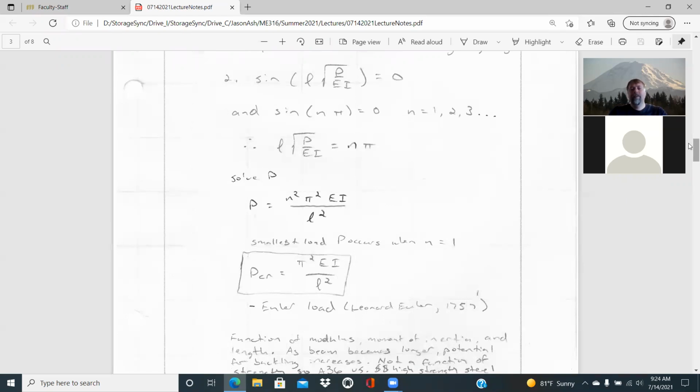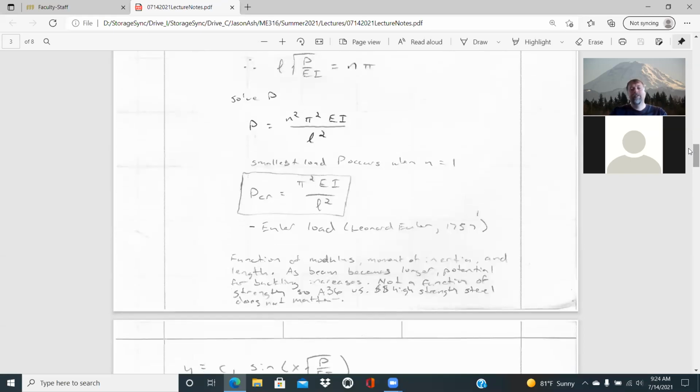And we see that's a function of the material properties, the Young's modulus of the material, the area moment of inertia for the cross-section that we looked at in chapter 6 with bending, and also the length of the beam. As the beam becomes longer, the potential for buckling increases, and that's at a squared rate. So there's a greater emphasis on that as the length increases.